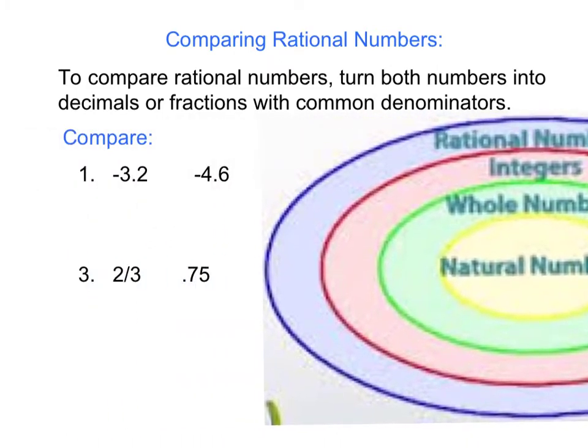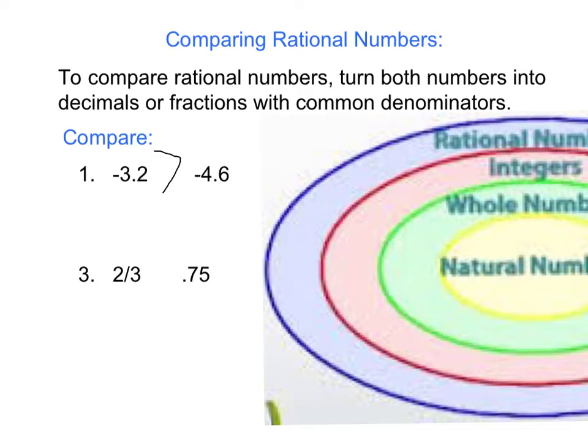The first example is very easy. Both numbers are already written as decimals for us, so all we have to do is think about the numbers on the number line. -3.2 or -3 2/10 is further to the right on the number line than -4 6/10. Therefore, -3 2/10 is greater than -4 6/10.